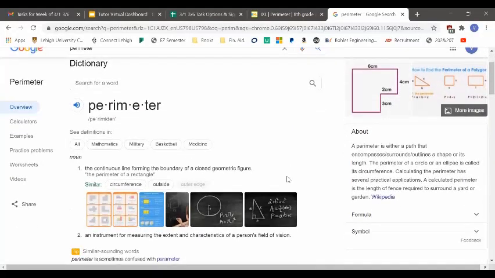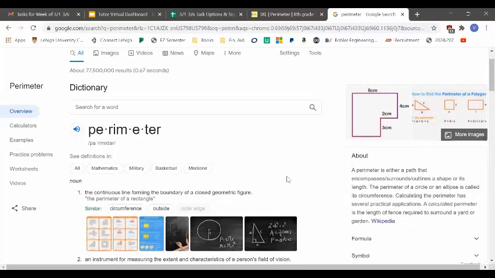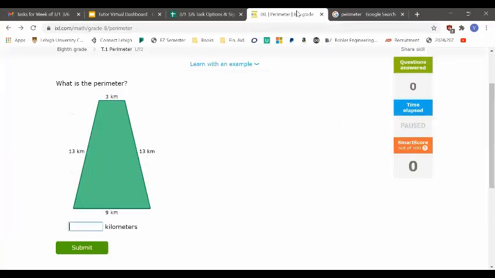So here is what comes up if you look up perimeter on Google. You can look at it. If you don't understand, you can look at it in words instead, but we're going to go into examples.